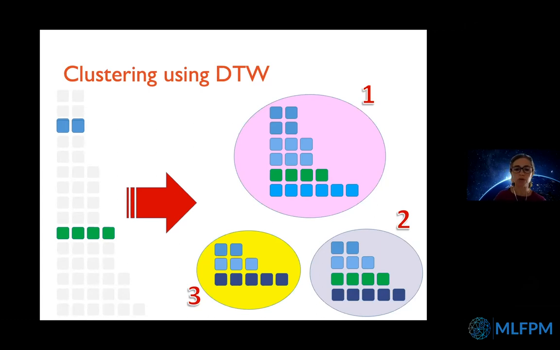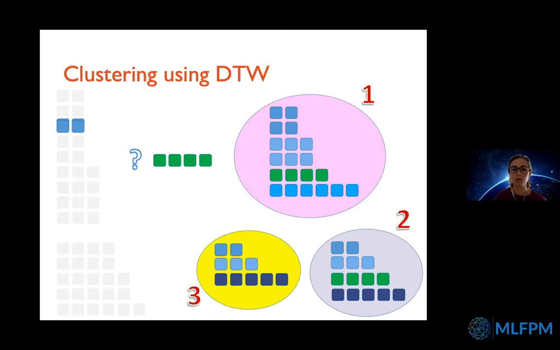So we want to cluster the next trajectory. What we do is compute, using dynamic time warping, our metric of similarity between my common trajectory and each trajectory of a cluster.